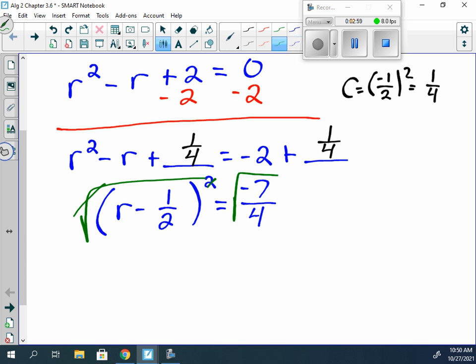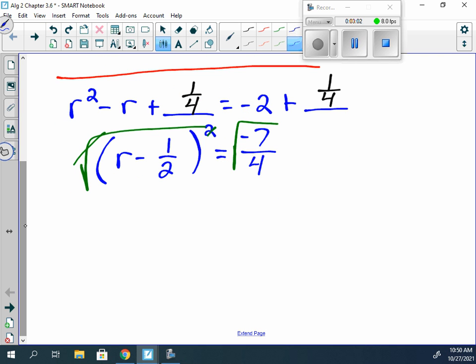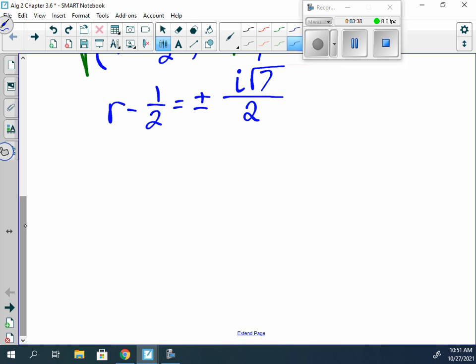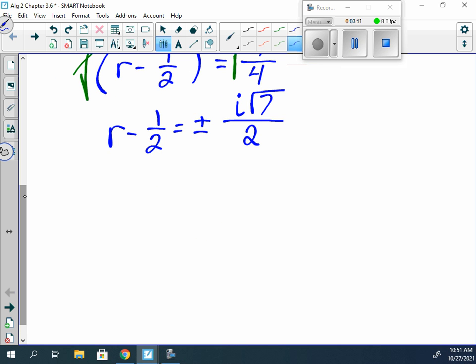Now here the square root and square would cancel, leaving us with r minus 1/2 is equal to plus or minus. Now the denominator would be the square root of 4, and the square root of 4 is 2. Now the numerator is the square root of negative 7. Now the negative would come out as i, and we would leave it as the square root of 7, because 7 is a prime number. There are no two numbers that multiply together to give me 7 besides 1 and 7, and we can't take the square root of 7. We can take the square root of 1, but it doesn't change anything.